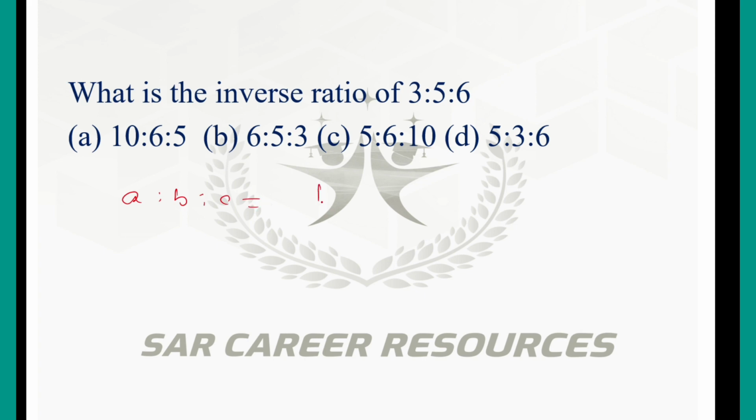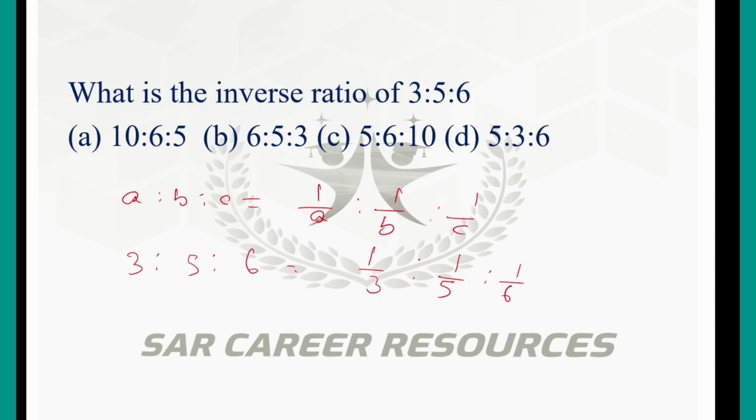We know that the inverse ratio of A is to B is to C is 1 by A is to 1 by B is to 1 by C. But as per the inverse ratio, the answer is 1 by 3 is to 1 by 5 is to 1 by 6. But the fraction ratios are not given in the options, right? So this is the answer, but it is given in indirect form in the options.